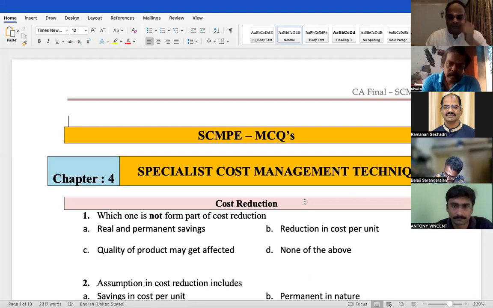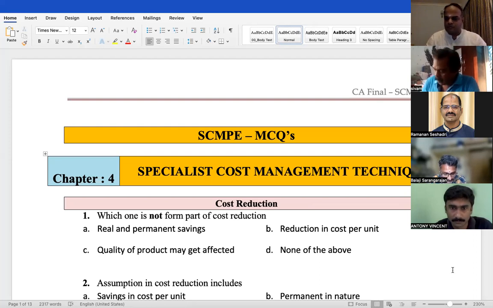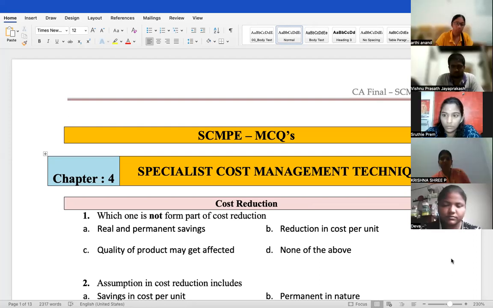Chapter 4, MCQs, Specialized Cost Management Technique. Shall we start? Are you ready? Okay.